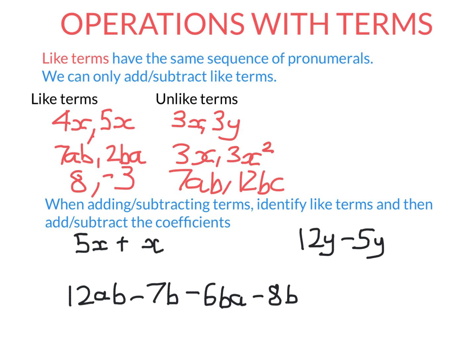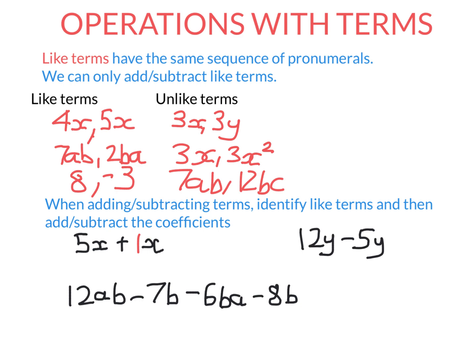Well, remember coefficient means number in front of. So in this expression here, the coefficient of this x is 5. Now the coefficient of this x is 1. x and 1x are the same thing. b and 1b are the same thing. xy and 1xy are the same thing. If there's no number in front of a pronumeral, you can assume it's 1.